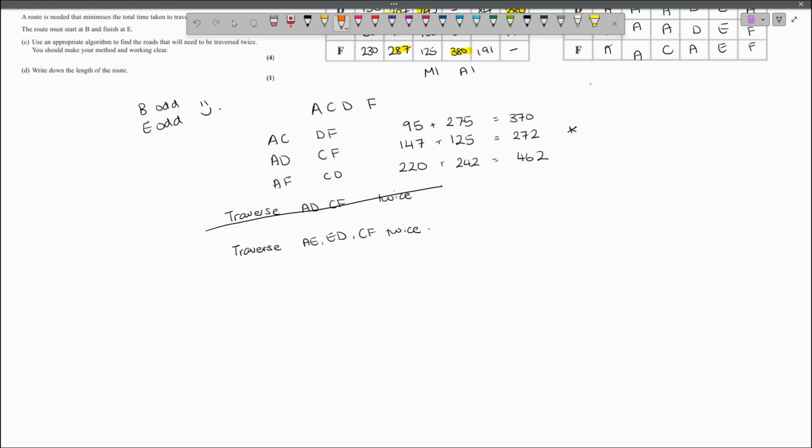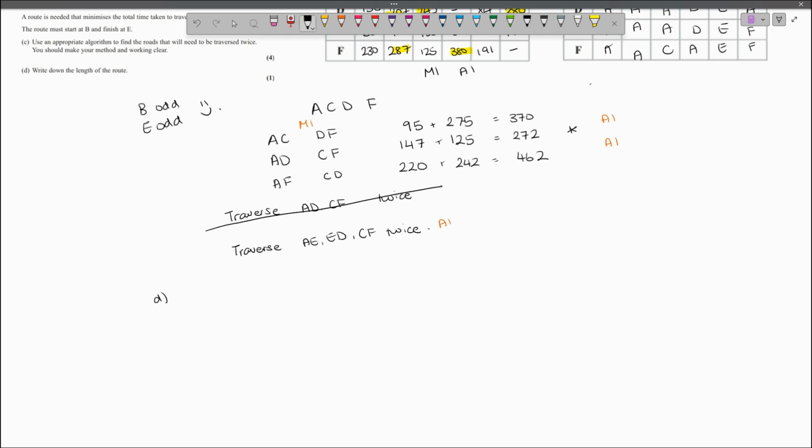So, mark-wise, what are we going to get marks for? So we're going to get a mark for considering pairings of these four odd nodes. But if you include B and E, you won't get that method mark. You then get 2 accuracy marks for the process of adding these numbers. So you're going to get 1 accuracy mark for doing 1 correctly, and then another accuracy mark for doing all 3 correctly. And finally, an accuracy mark for writing the edges you need to traverse twice.